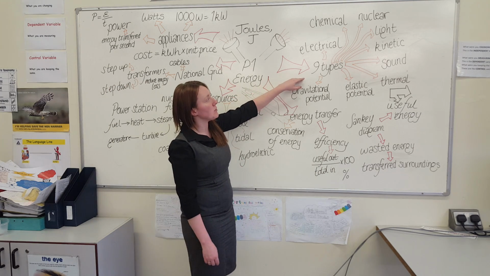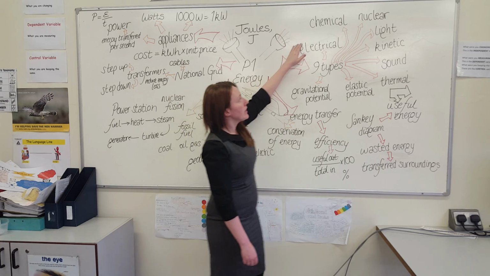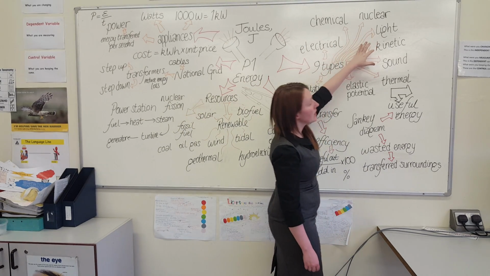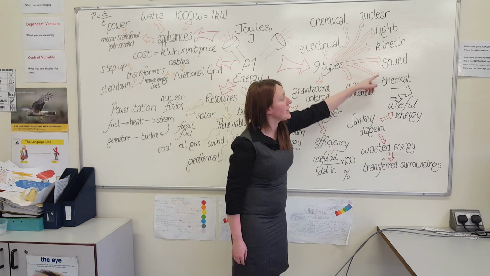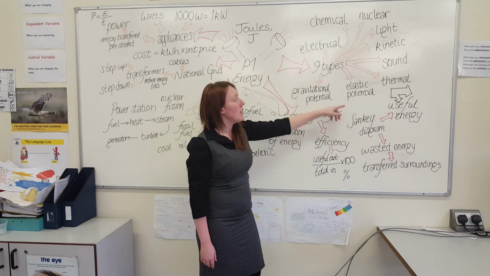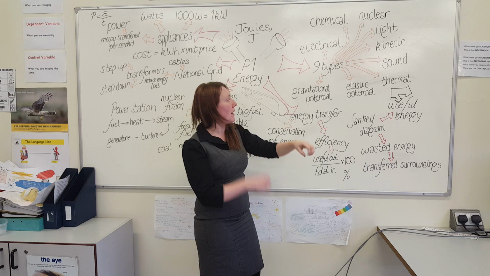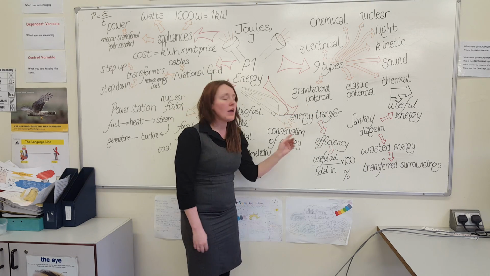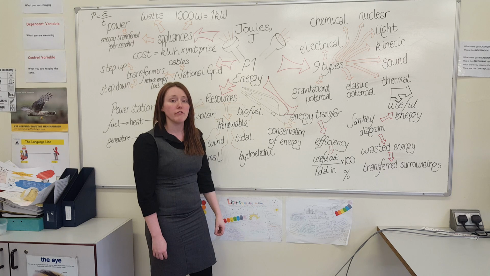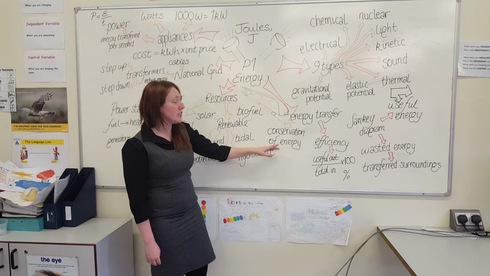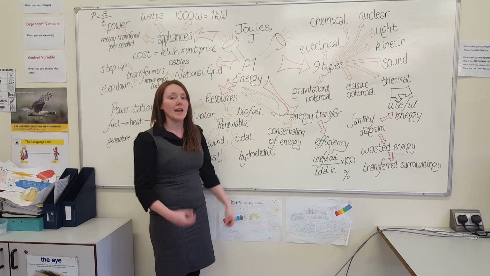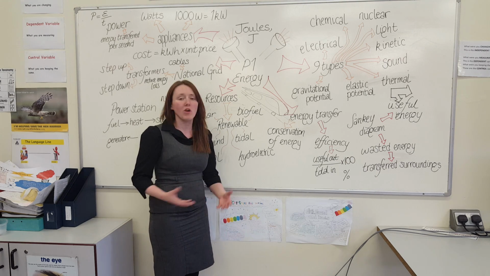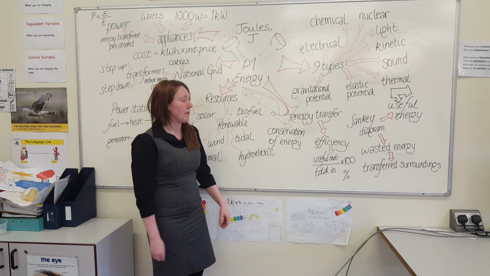There are 9 different types of energy: electrical, chemical like we find in our food or petrol, nuclear, light, kinetic, that's moving energy, sound, thermal, heat, elastic potential like on a rubber band, or gravitational potential like an object high up. Energies can be transferred from one form to another, but according to the conservation of energy, energy cannot be created or destroyed. It can only be transferred. What that means, what goes in must come out.